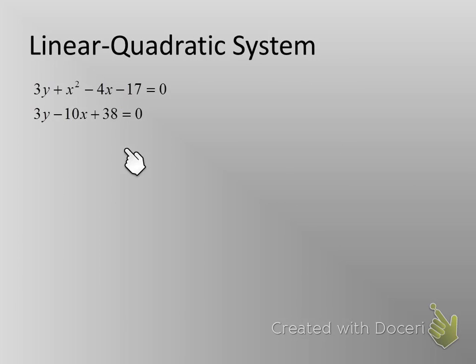Just a quick comment about this one. If you want to make life easier on yourself, look at this here: you have 3y plus x squared minus 4x minus 17 equals 0, and you have 3y minus 10x plus 38 equals 0. Your bottom one obviously is a line. Your top one is a what?